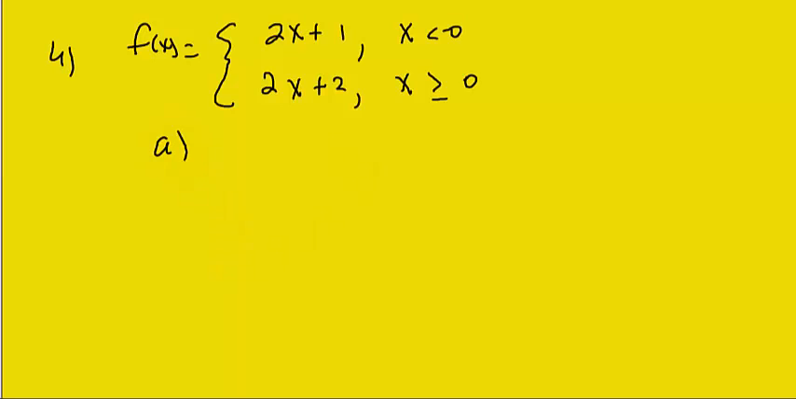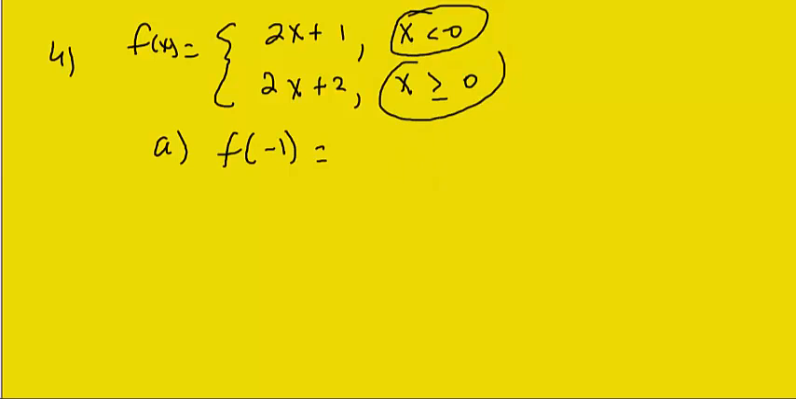Okay, A. They want me to find f of -1. Now you've got to pick. Which one do I choose for this one, the top one or the bottom one? This is telling you the domain restriction right there. F of -1, which one do I pick? Top one. When x is less than 0, pick the top one. 2 times -1 plus 1, which is -2 plus 1, which is -1.